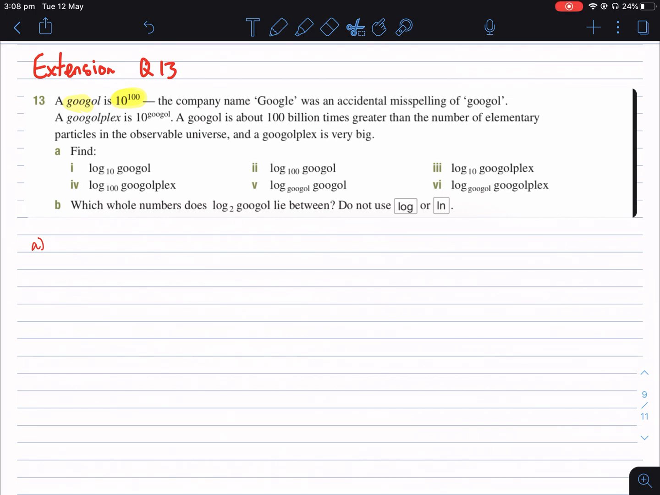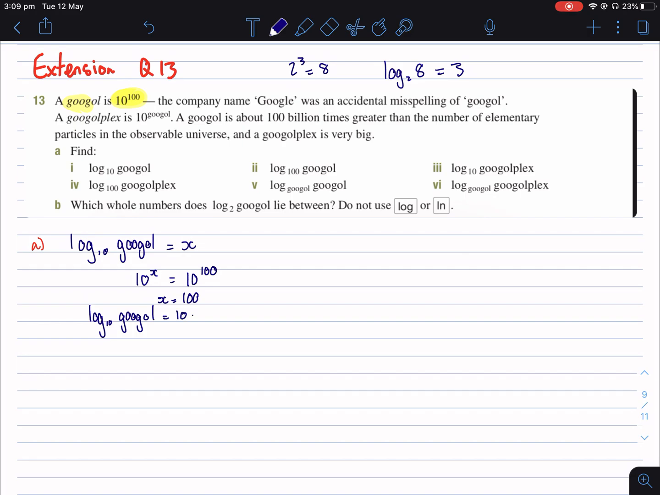Yes, we're recording. Okay, so we've got a googol, and a googol is 10 to the 100. Before we do these, I'd like to remind you 2 to the 3 equals 8, which means log base 2 of 8 equals 3. So if I want to find log base 10 of a googol, I'm just going to say equals x. I'm going to find out what x is. So 10 to the x, we're trying to find what 10 raised to equals a googol. Don't forget a googol is 10 to the 100. So x is 100. So log base 10 of a googol is 100.